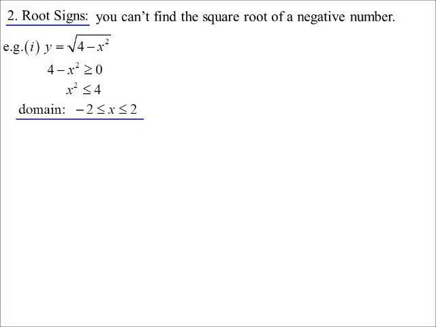And if you think about the semicircle, yeah, that makes sense. Between minus 2 and 2.